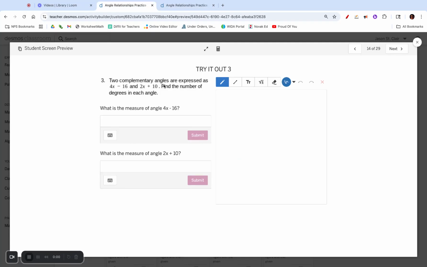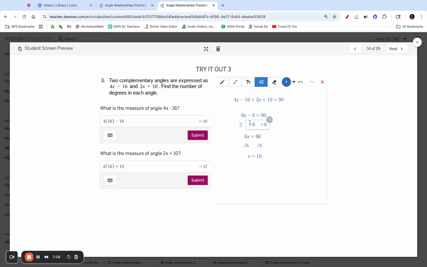Next, it says two complementary angles are expressed as 4x minus 16 and 2x plus 10. Find the number of degrees of each angle. Well, if they're complementary, that means they add up to 90 degrees when you add them together. So I have 4x minus 16 plus 2x plus 10 equals 90. Simplify that. 4x and 2x make 6x. Minus 16 plus 10 gives us minus 6. And the 90 stays the same.